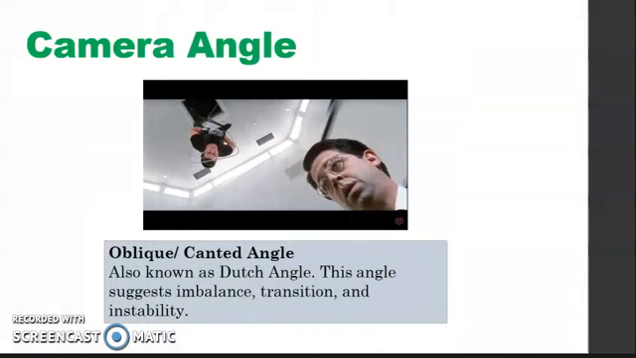And lastly, we have the oblique or canted angle, also known as the Dutch angle. This angle suggests imbalance, transition, and instability. Now, in an oblique or Dutch angle, the camera is slanted to one side. With the horizon lines tilted in this way, you can create a sense of disorientation.